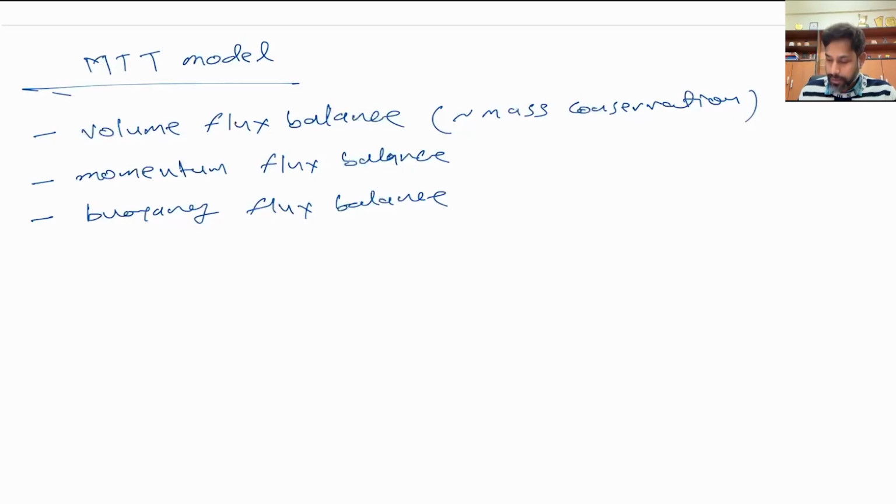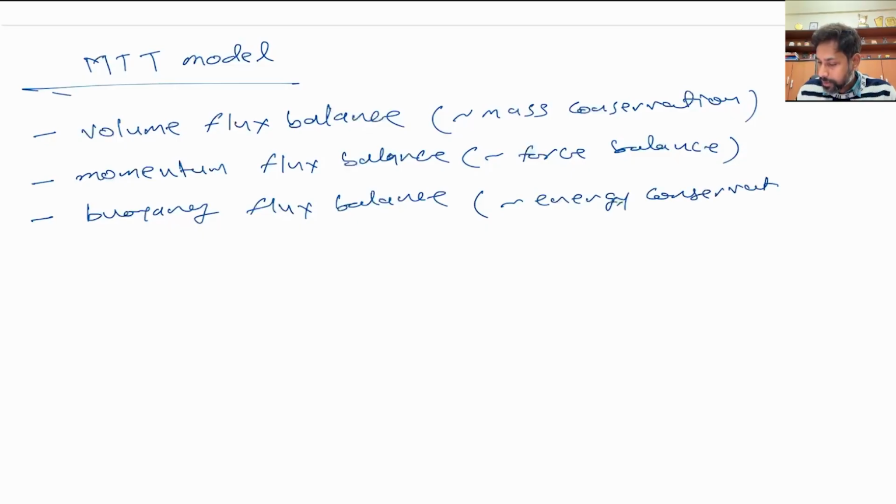mass conservation, right? Momentum flux is basically momentum conservation, or you can also say force balance, right? And this one is energy conservation. This is equivalent to energy conservation, where we have seen these with C or with T, right? So here we will write the buoyancy flux equation, which is obviously not directly related to C or T. Here we use the density difference, but this is the equivalent of energy conservation, which we have derived previously for temperature, or the solute transport equation for concentration.